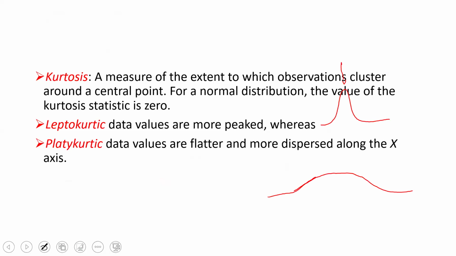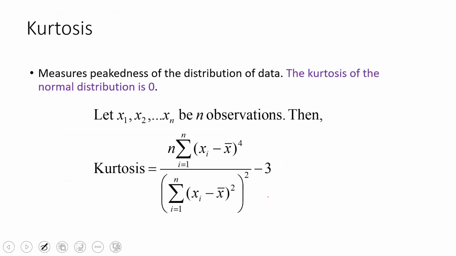Platykurtic are flatter and more dispersed along the x-axis. Leptokurtic are more peaked. They are close together. So it has its own formula, which we are not going to go through, but at least for you to know that it can be calculated. And for a normal distribution, the value is 0.